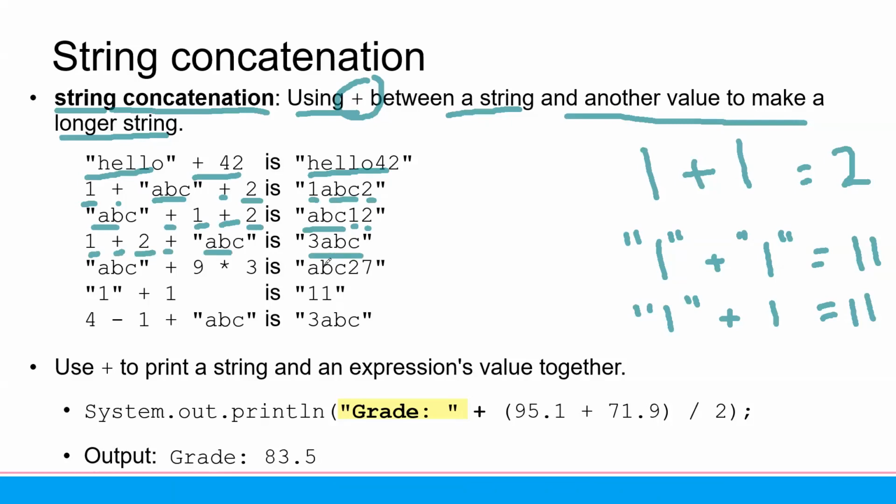Why? The rule is from left to right. What is the left? We start from the number. And then we do the addition. We have 2, so we just do the addition, 3. And then because the string is at the end, there is no issue with the string.